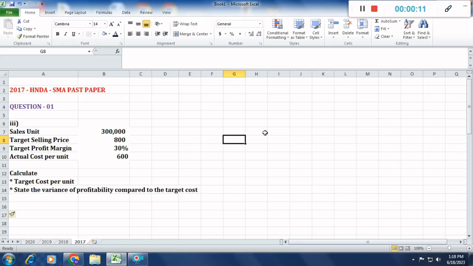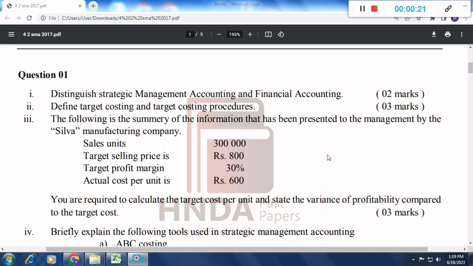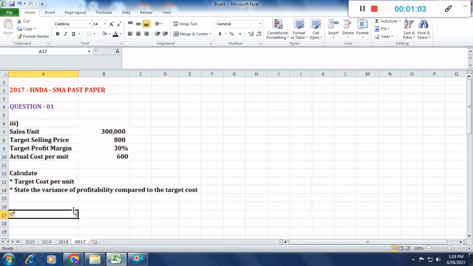Third sub question of the first main question in the 2017 HNDA Strategic Management Accounting past paper. The following is the summary of the information that has been presented to the management by the Silva Manufacturing Company. This information is given: sales unit 300,000, target selling price is rupees 800, target profit margin is 30%, actual cost per unit is 600 rupees. You are required to calculate the target cost per unit and state the variance of profitability compared to the target cost. So this is the information given in the question.